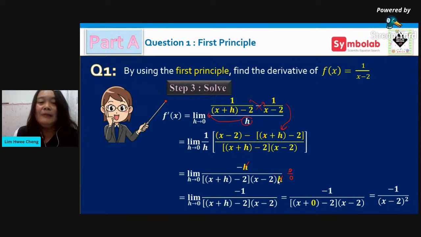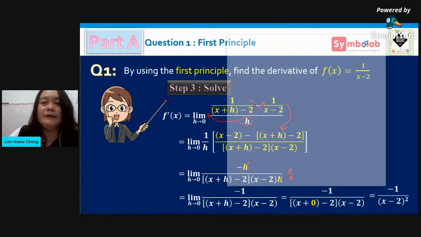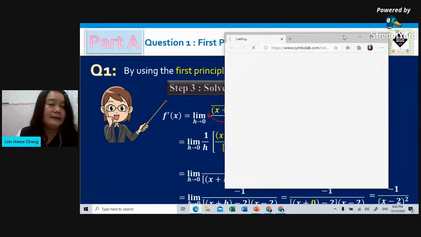Okay, class, let me show you how I'm going to apply the symbolic for checking purposes. Symbolic will teach you the applications of the first principle definition. I show you how to do it for checking purposes, to do the first derivative. So watch carefully. If you have the app with you, you may try later.